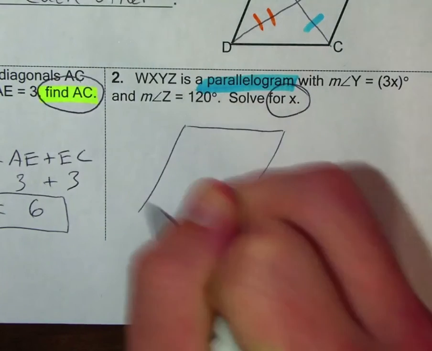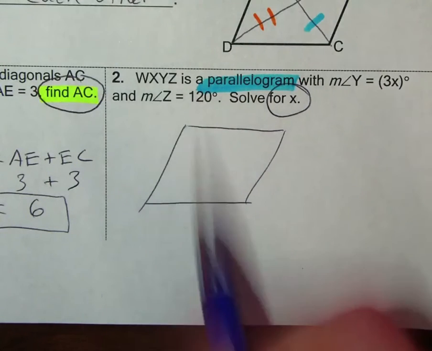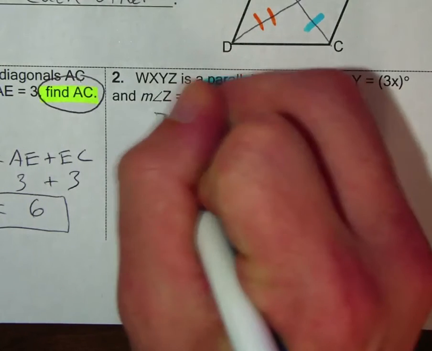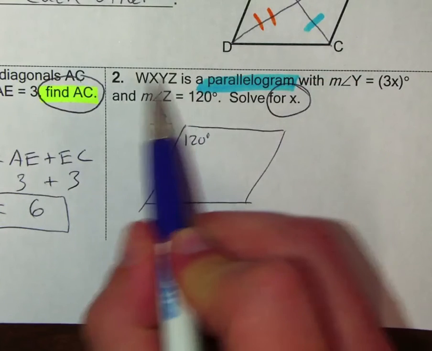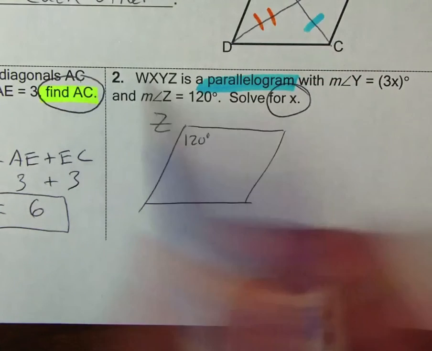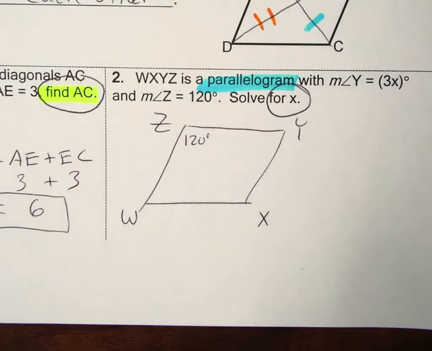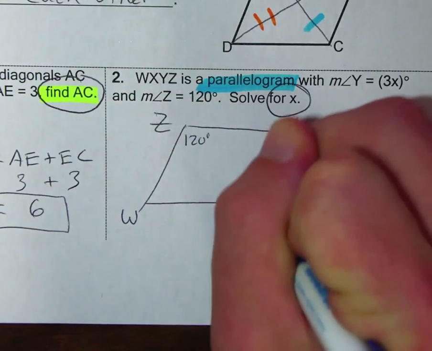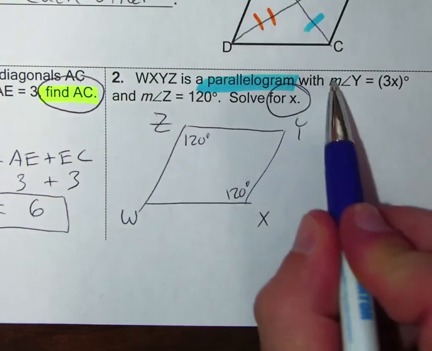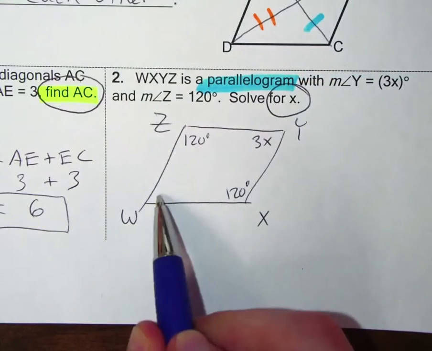I don't see a picture. W, X, Y, Z. How about, let me see, Z is 120, so I'm going to choose an obtuse angle for that. I'm going to go ahead and annotate. So if this is Z, I have to go in order, right? Z, Y, X, W. And now, let's mark up anything else we know. Remember, opposite angles are congruent. And it says the measure of angle Y is 3x. I can put that there. Well, that would be 3x over there too, then.